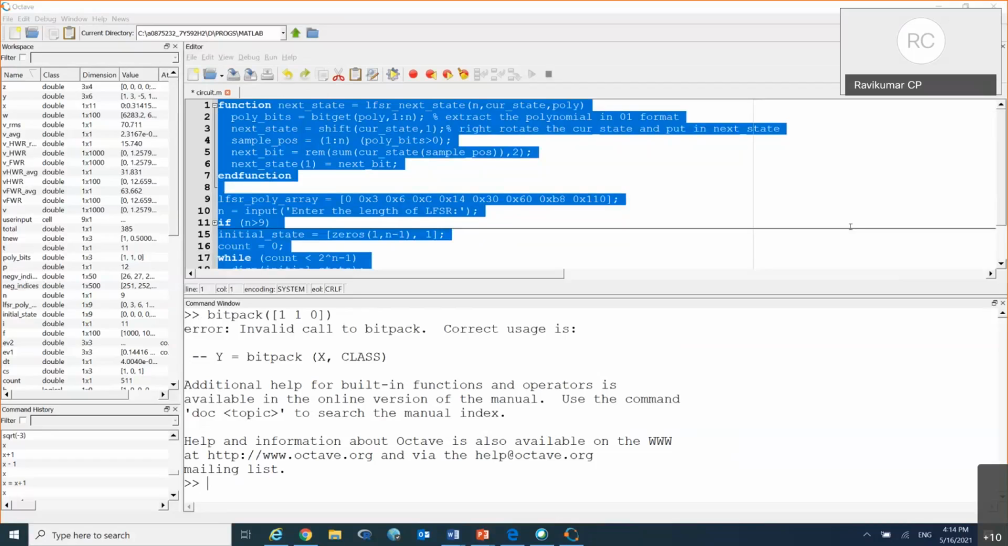Any doubts? I'm sorry if I went very fast. Pooja, any doubts? Did you understand? Shalini, Vishnu. Anybody has any doubts? Pooja has said yes. Very good, Pooja. Anybody else has any doubts?